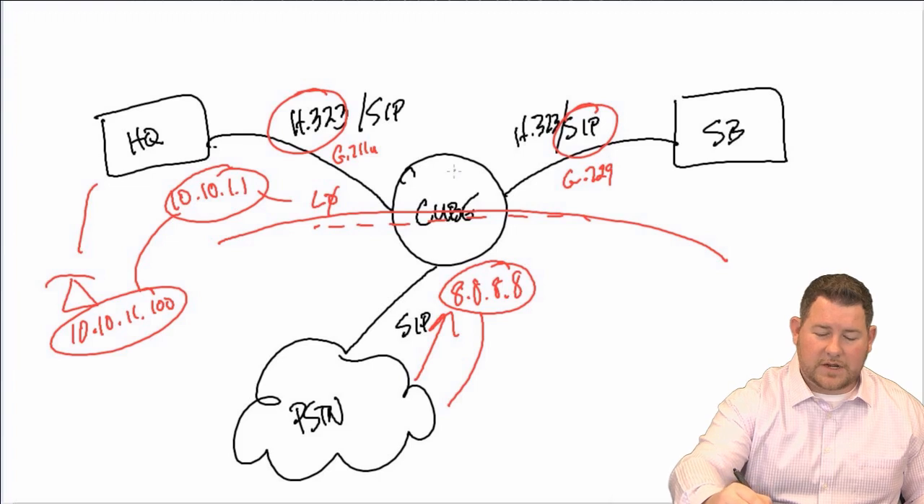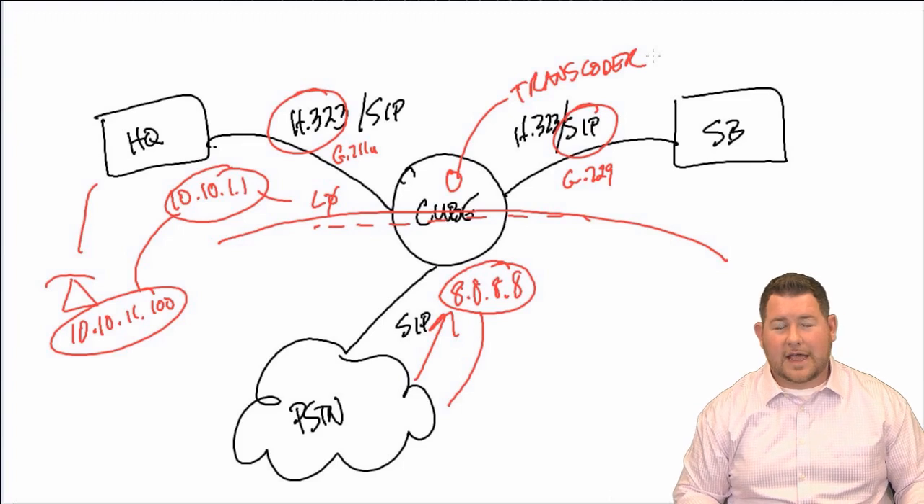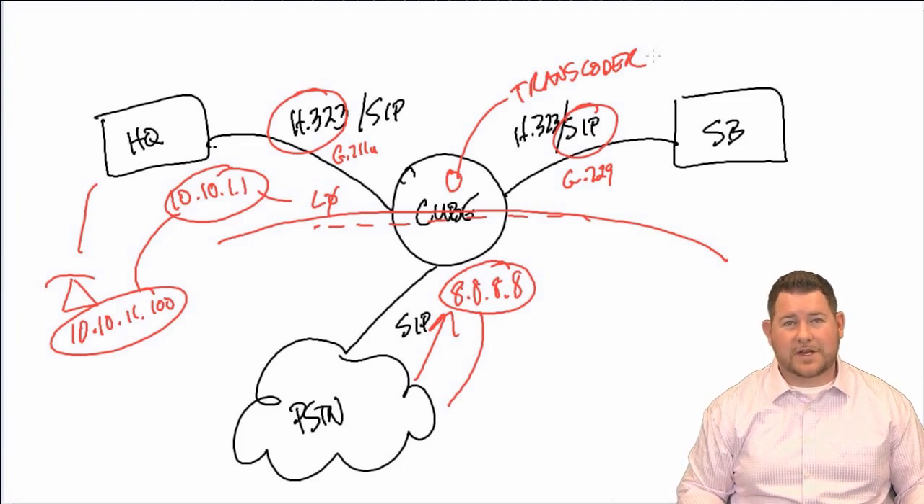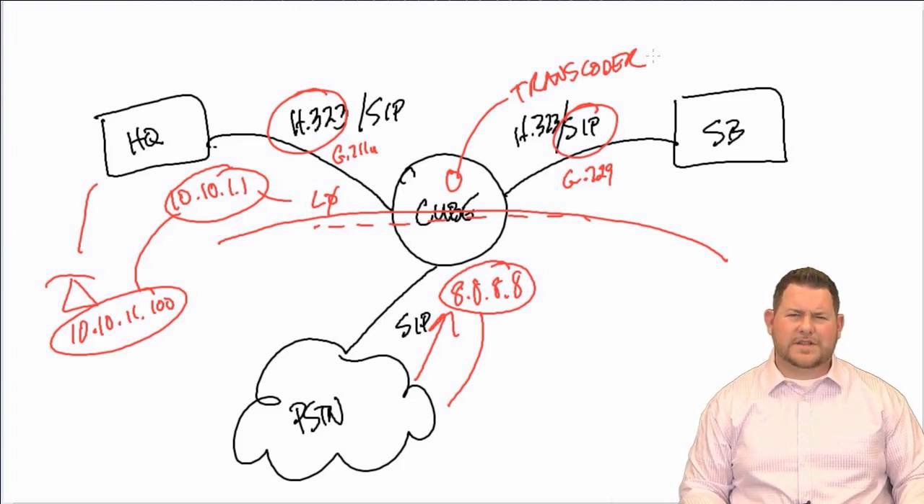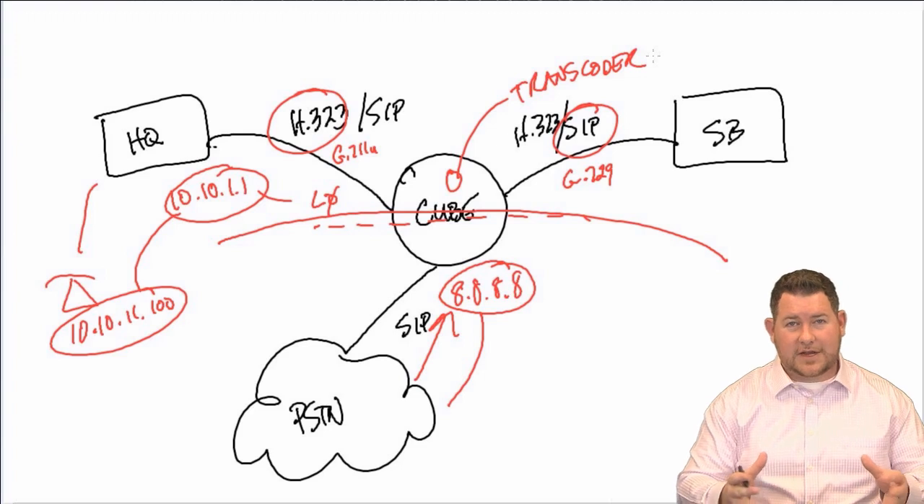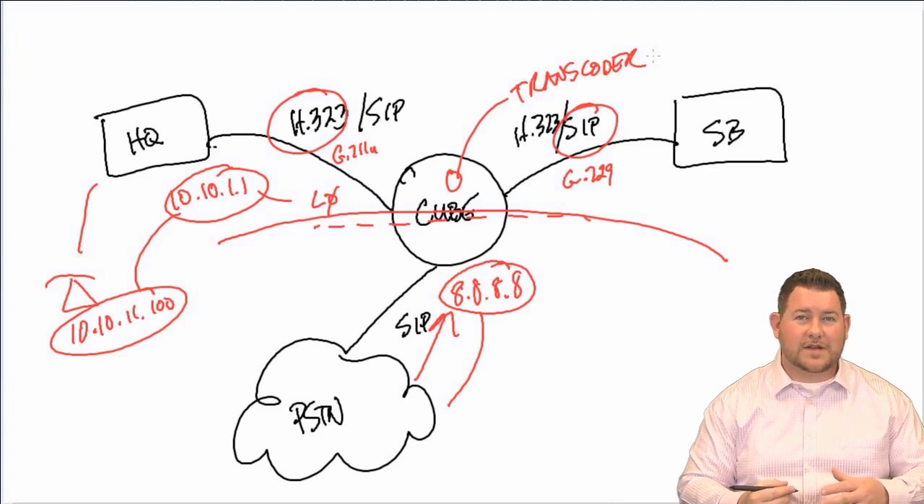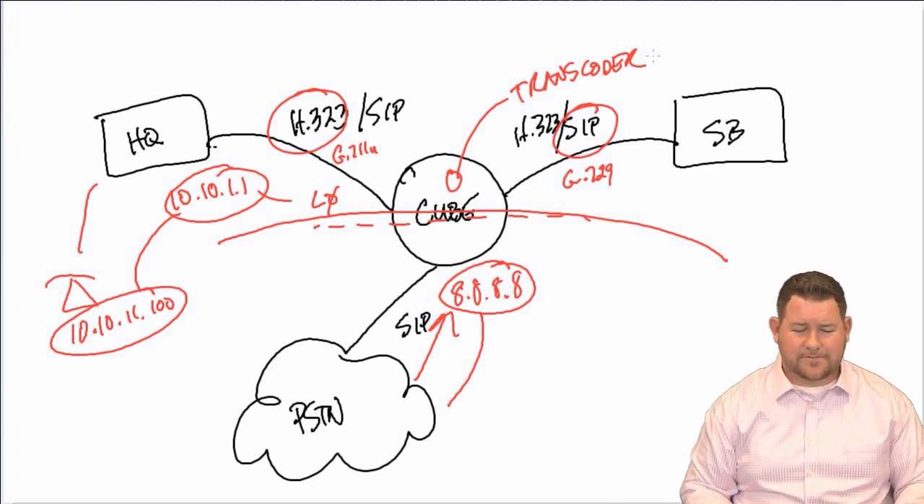So at that point you can invoke a transcoder directly on Cube, and at that point it's going to resolve that codec mismatch for you. And you used to have to actually register that to the Call Manager Express on Cube. So you have to configure a quick little instance of Call Manager Express, register that transcoder to it, but now you can register it directly to Cube itself.